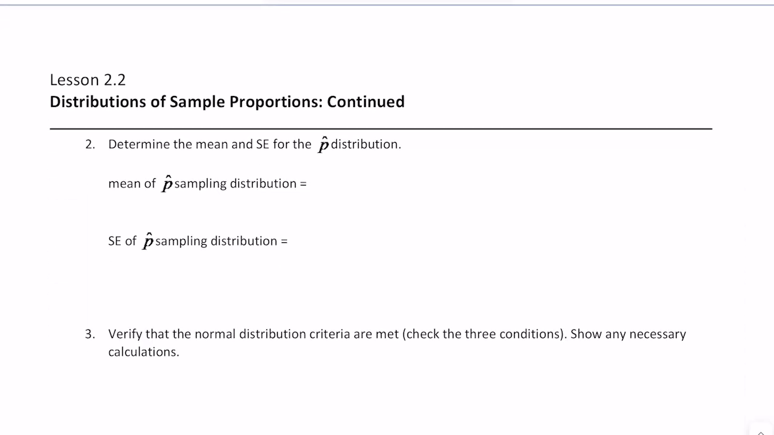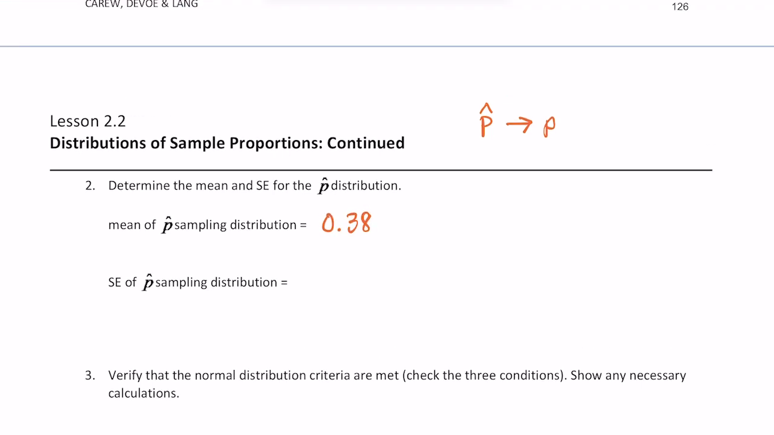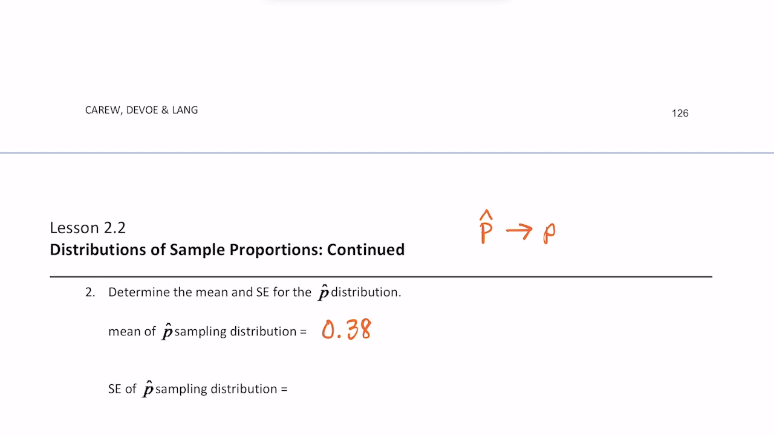Okay, so we want to find the mean and the standard error of the p-hat distribution. So the mean of the p-hat sampling distribution in this case, remember, is going to be the same as the population proportion, or close to it. So here, it's going to be whatever p is, which is 0.38. So to find the standard error, which again, remember, is just the standard deviation, it's just called that because we don't have the standard deviation, so we're kind of estimating it. The standard error of the p-hat sampling distribution would be calculated in this way.